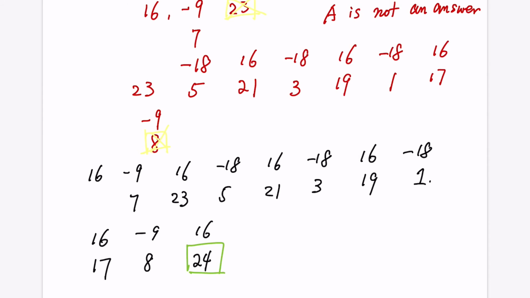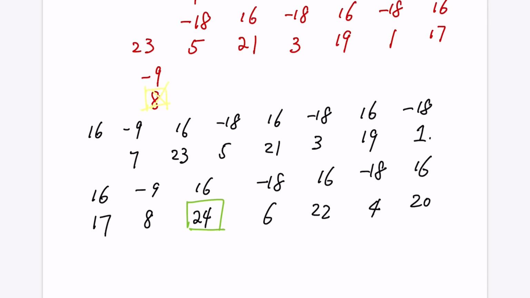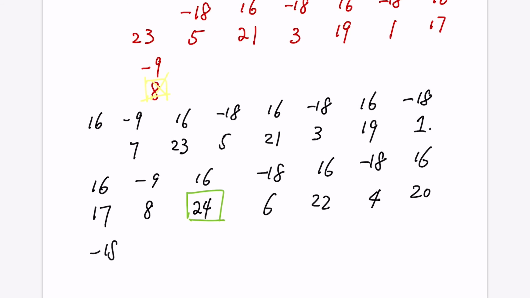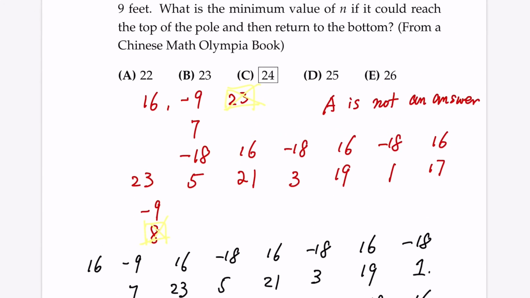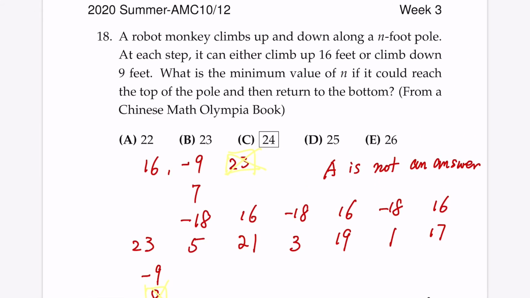And let's see how to go down starting from 24. Minus 18, you get 6. Going up 16 gets 22. Minus 18, you get 4. Going up 16, you get 20. Minus 18, you get 2. Going up 16, you get 18. For 18, going down 2 steps, you get 0. So from all these 5 answers, 24 is the smallest one that works.